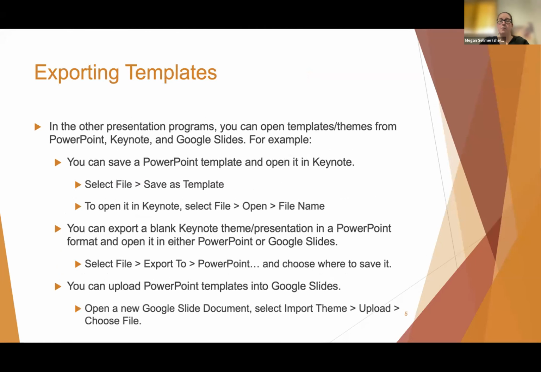If your preferred format is Keynote or Google Slides, but you want that accessible presentation template, you can export PowerPoint templates to those other programs. We have the directions on here. To open a PowerPoint template in Keynote, you just go File, Open, File Name, and then Keynote will open a PowerPoint presentation. The same goes for Google Slides. And then the reverse is true. If you want to open a Google Slides presentation in PowerPoint, you can do that as well.